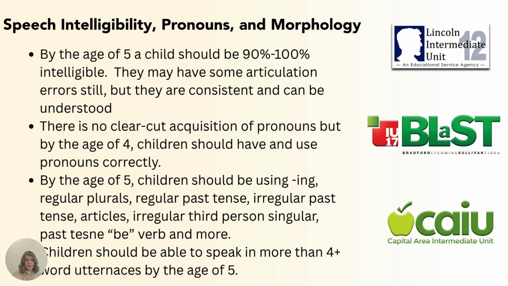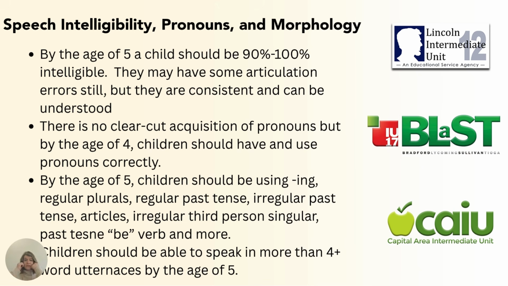Now, by the age of 5, children are typically using ing, like running, right? They are also typically using regular plurals, regular past tense, some irregular past tense and plurals, articles, irregular third person singular past tense verbs like be verbs, and so much more beyond that.